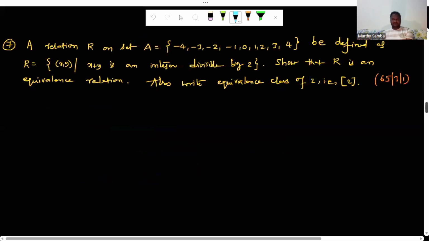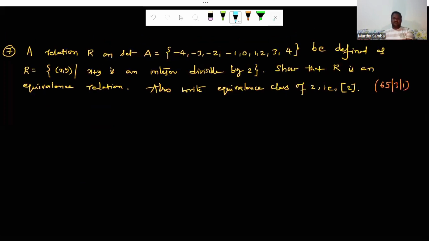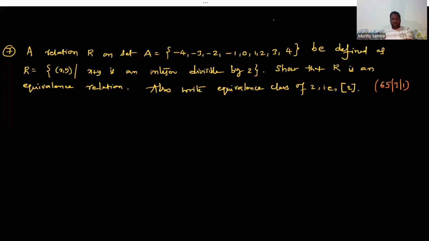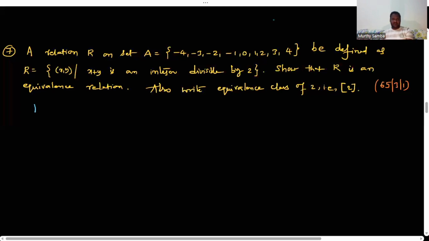Coming to the seventh problem. In this problem, we have a relation R on the set A equal to -4 to 4, defined as R equal to (x, y) such that x plus y is an integer divisible by 2. What is that integer divisible by 2? x plus y is an even number, let it be 2m. Show that R is an equivalence relation. First of all, the reflexive relation. In the case of a reflexive relation, you take only one element. x plus x is equal to 2x. 2x is an even number, divisible by 2. Therefore, it is a reflexive relation.